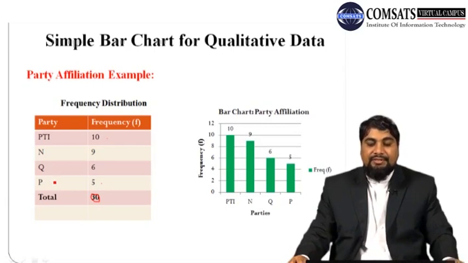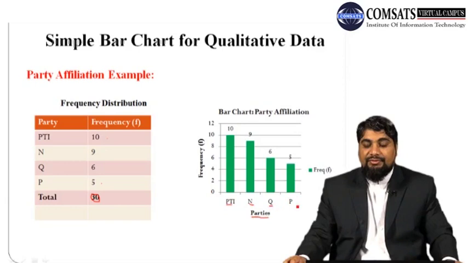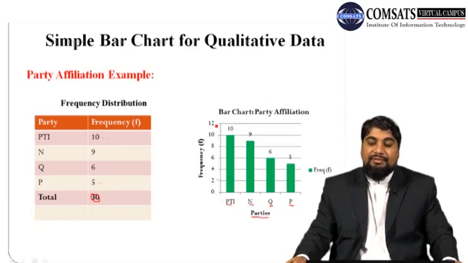So our main purpose is to represent this data in the form of a simple bar chart. To make a simple bar chart, we take the x axis and y axis of the graph. On the x axis we take the parties: PTI, PMLN, PMLQ and PPP, and on the y axis the frequencies. The minimum frequency is 5 and the maximum is 10, so we can take any suitable scale on the y axis: 0, 2, 4, 6, 8, 10, 12.